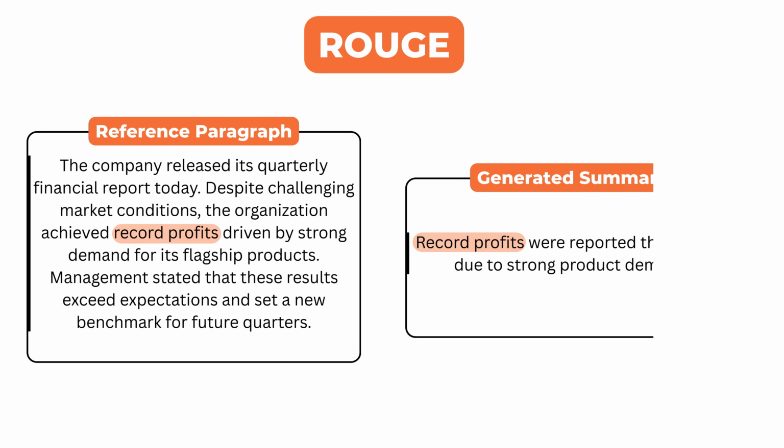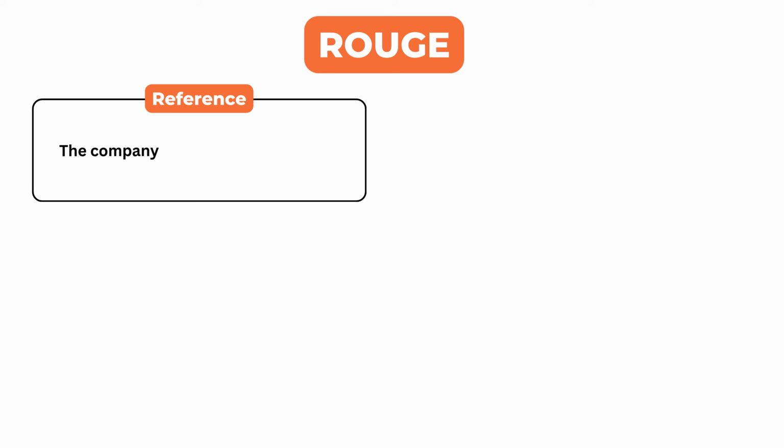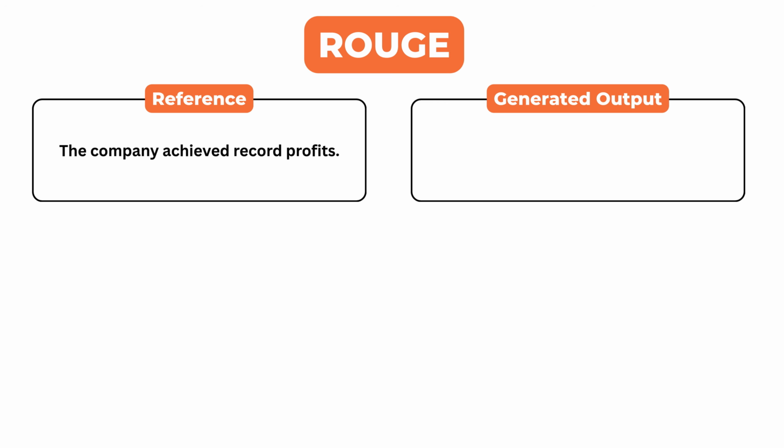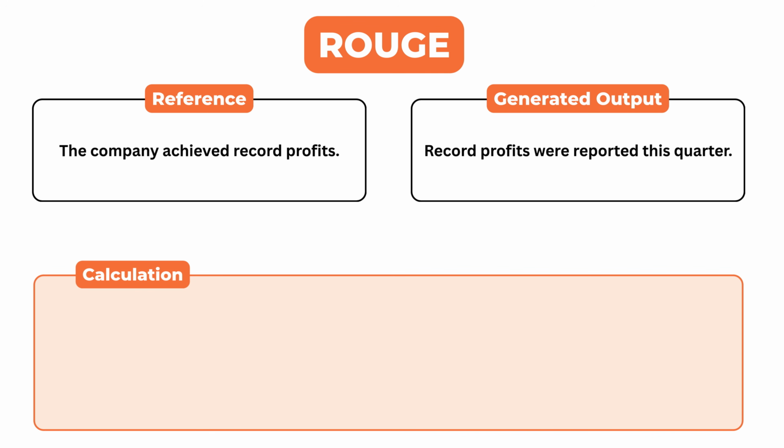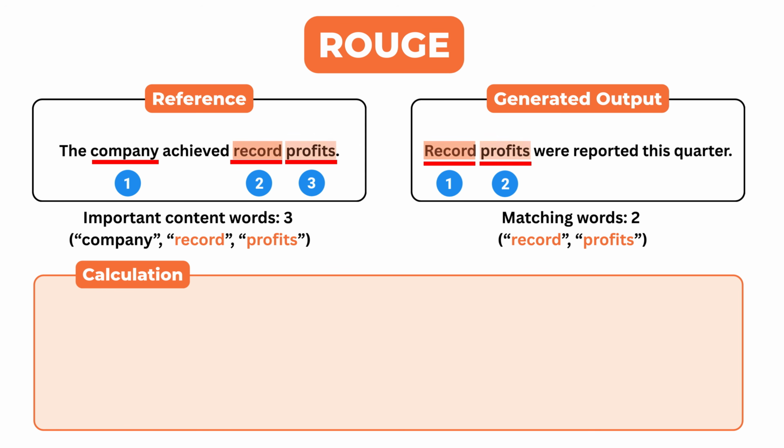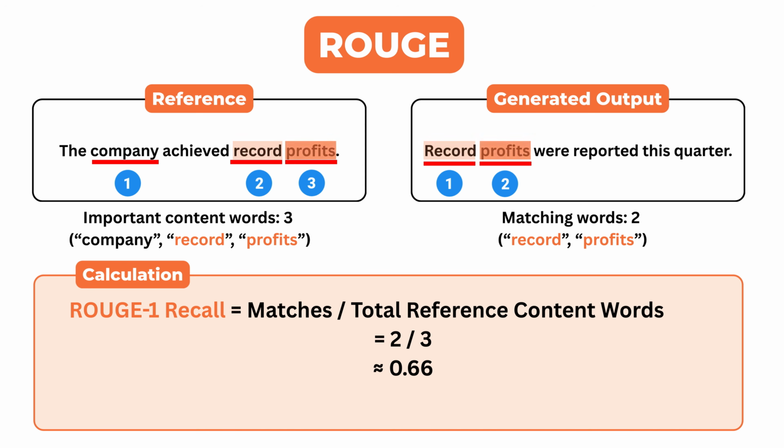For example, consider the reference summary, "the company achieved record profits," and the generated summary, "record profits were reported this quarter." To calculate ROUGE 1, we look at 1 gram overlap. The keywords record and profits appear in both, so the generated summary captures 2 out of the 3 important content words in the reference. That gives us a ROUGE 1 recall of 2/3, which is around 0.66.